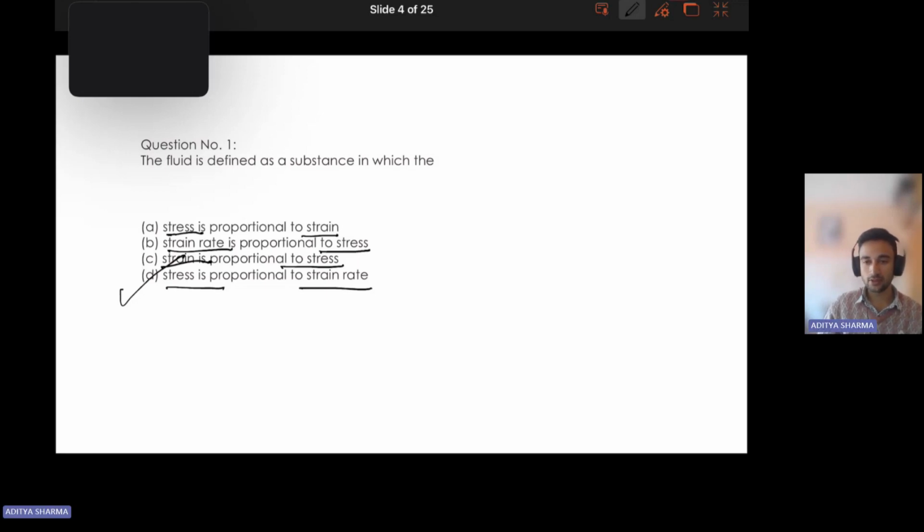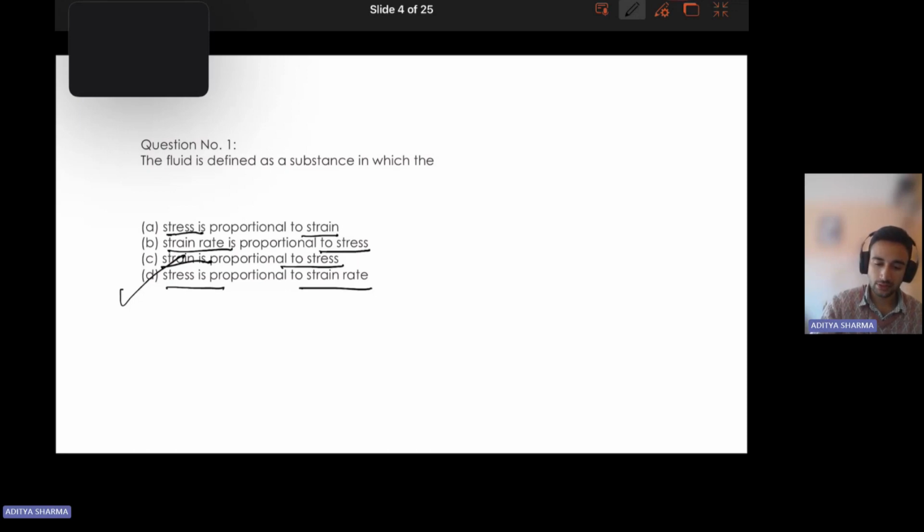This has been covered in lecture 1 also. This is one important difference between solids and fluids: stress here is proportional to strain rate. In the case of solids, when there is stress, there is a constant strain linked to that stress. But in fluids, it's not the case. If there is stress, there will be strain, but the strain will not be constant, it would vary. So the rate of that strain needs to be taken into consideration. Only then will we be able to put things in perspective in mathematical form for fluids.